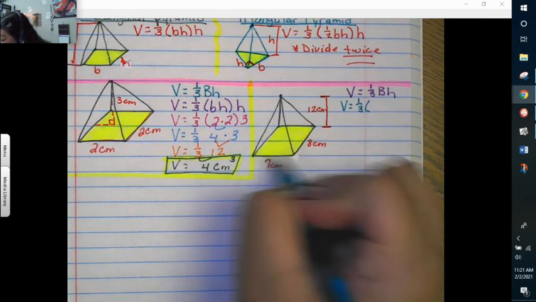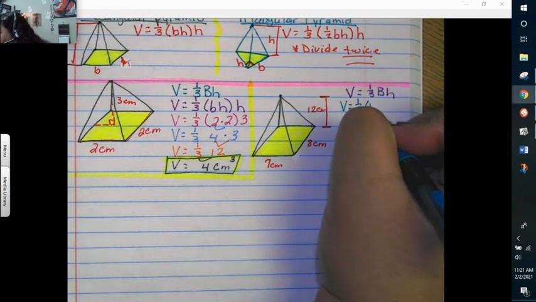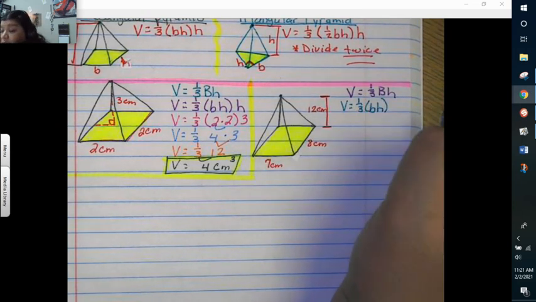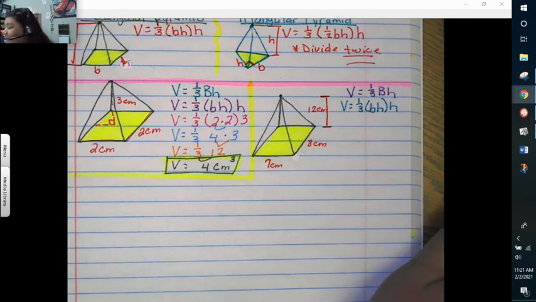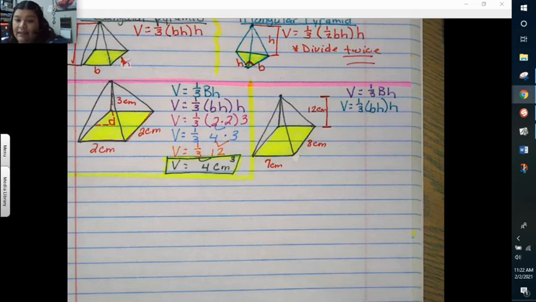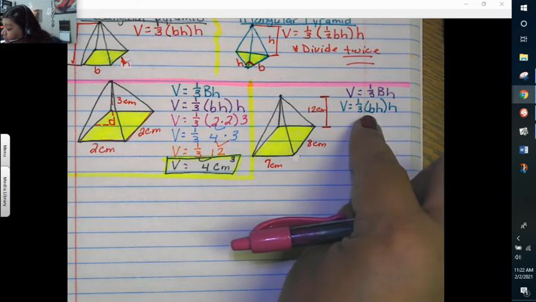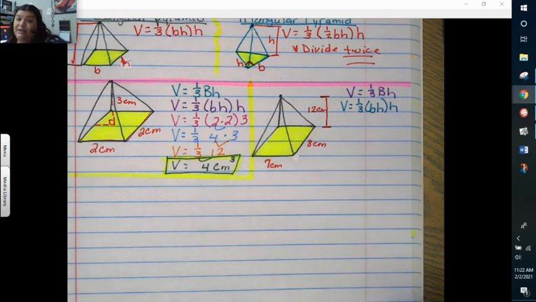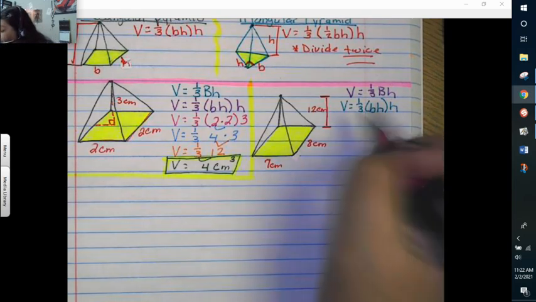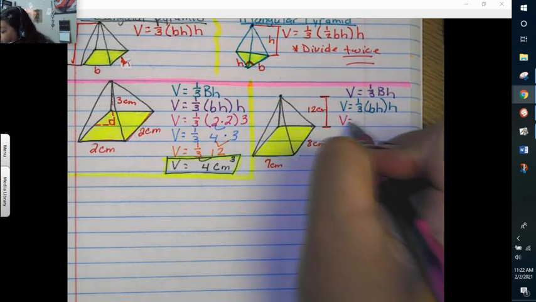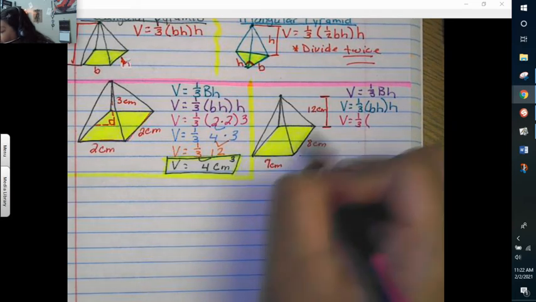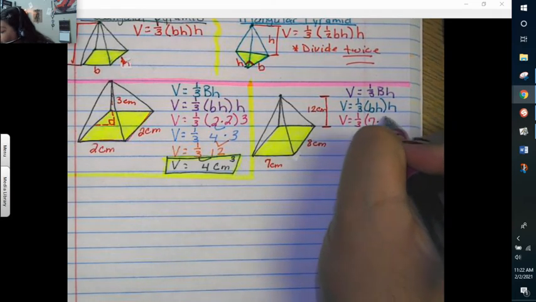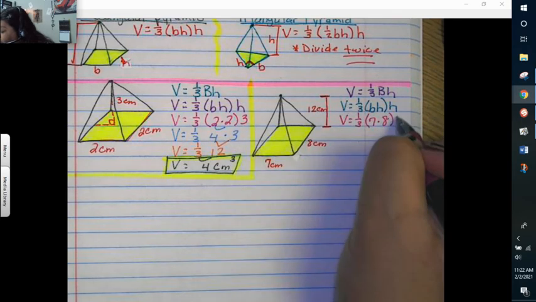I see that my base is a rectangle, so I'm going to put that formula there, which is just base times height, and the height of the actual pyramid itself. Okay, so far so good. Luckily, I have 3 numbers, so nothing is extra on this one, so I'm pretty good. Okay, so I'm just going to have to not forget to divide by 3. So my rectangle is a 7 by 8, so 7 times 8, and the height is 12.